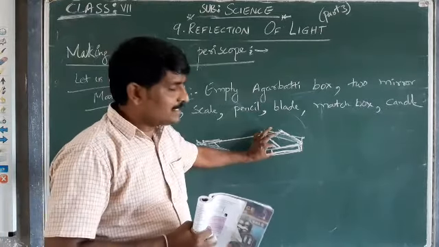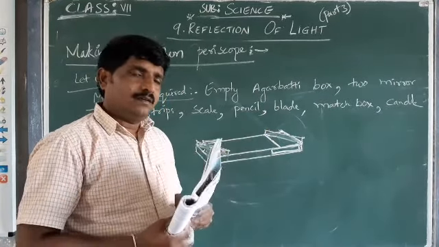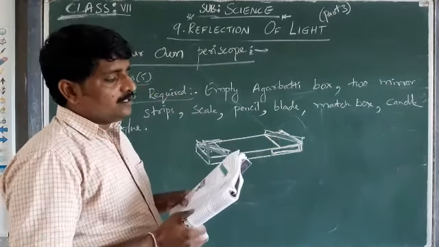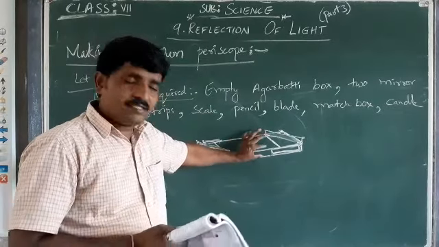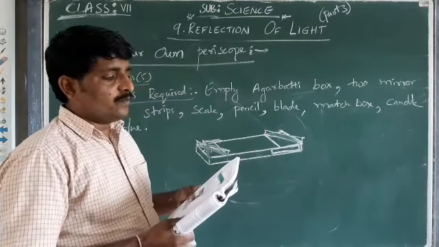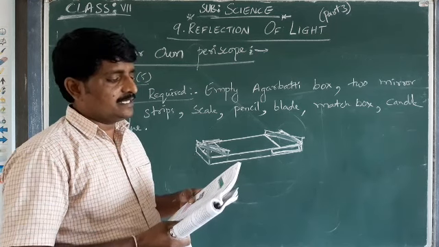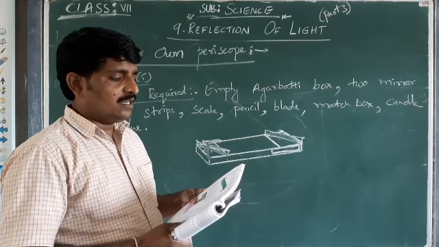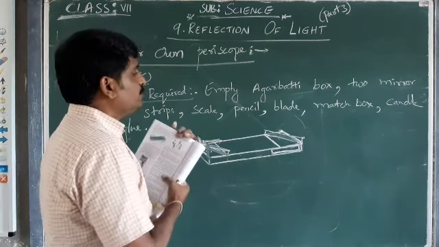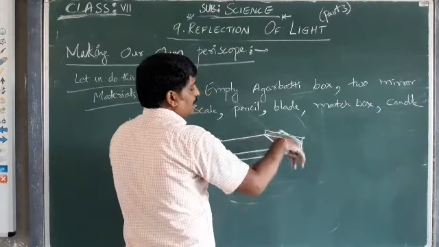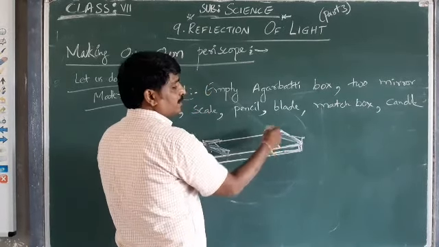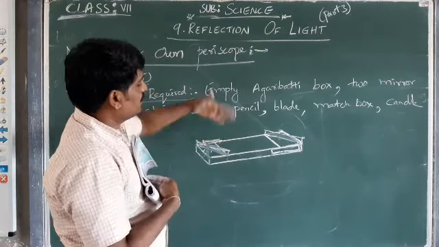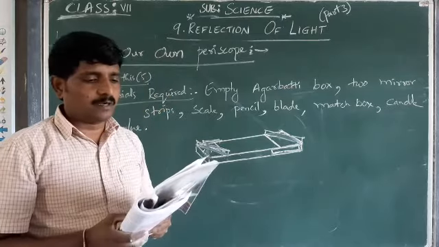The narrow sides of the agarbatti box are of less length. Cut the two windows on the narrow sides of that box as in figure 6C. The window should open directly on the reflecting surface of the mirror strip. They should be exactly facing the mirror. If the mirror strip is placed like that, the window should be on this side. If the mirror strip is facing the other side, the window should be on the other side of the agarbatti box.